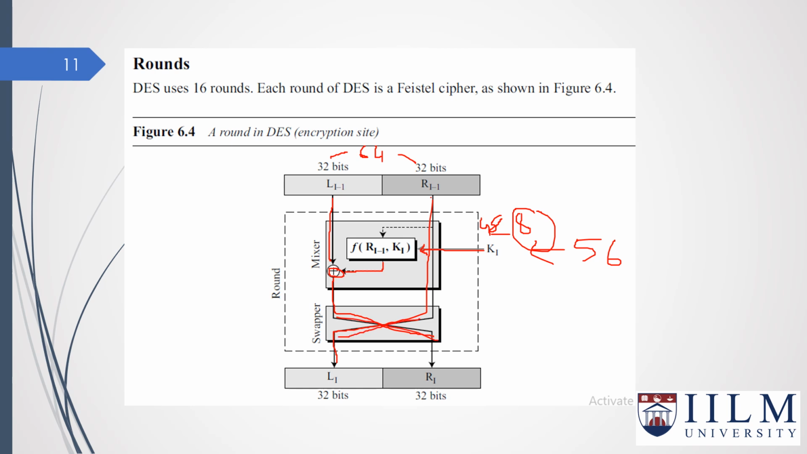This is round 1. In the next round, the right half again comes in with a key, goes to the f function, creates a block, and is XORed again. Then this goes to this side and that goes to that side. That is round 2. In each round we get a 64-bit block, and that block is input for the next round. Hope you understand. These figures are from the book we have studied, the Forouzan book.